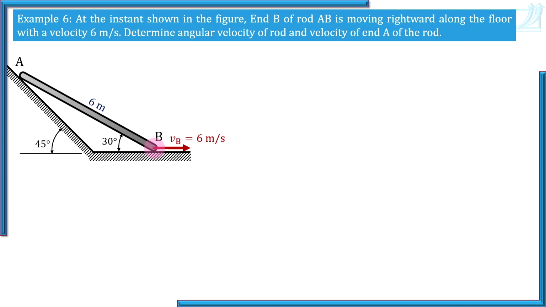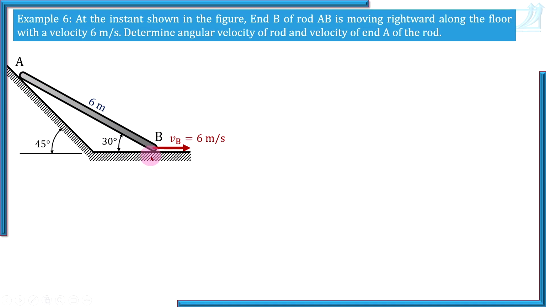Listen, B is sliding rightwards on the ground, and therefore, of course, A must be moving downwards again, but along this inclined surface. Velocity of point A, we don't know magnitude at this stage, that is to be found out, but we are sure about the direction. What is that? Downwards, that is rightwards downwards along the surface, and surface makes 45 degrees, that means VA makes 45 degrees with horizontal. So, to locate ICR, let us continue with the procedure.